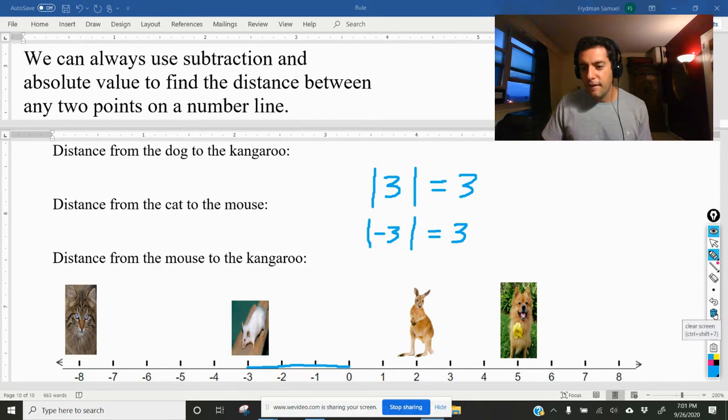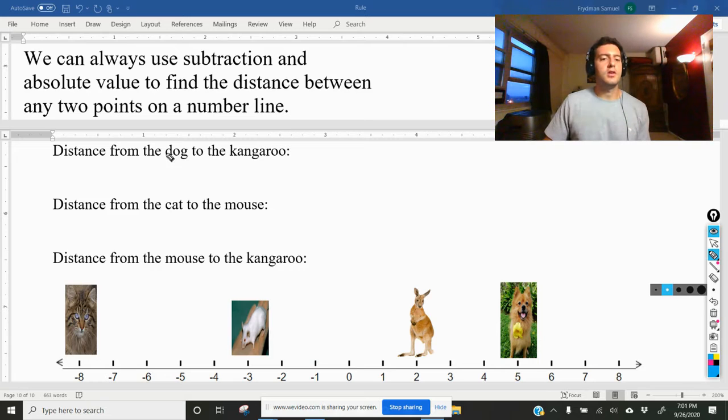Now let's go ahead and, again, we're going to use subtraction and absolute value to find the distance between points on the number line. So what if I wanted to find the distance from the dog to the kangaroo? Well, I would get the position of the dog. The dog is at 5, so I would write down 5. And I would get the position of the kangaroo. The kangaroo is at 2, so I would write down 2. And then I would put a subtraction symbol between them. I'm going to subtract those numbers, and also absolute value.